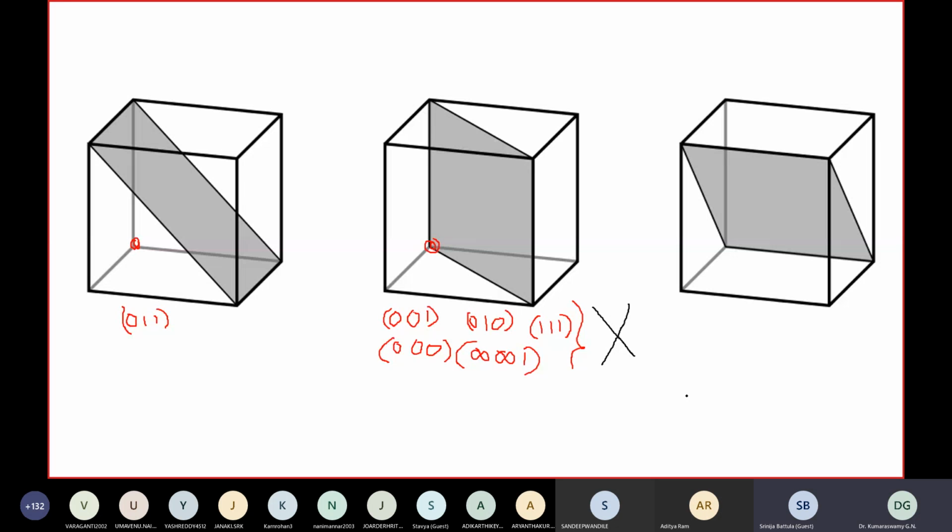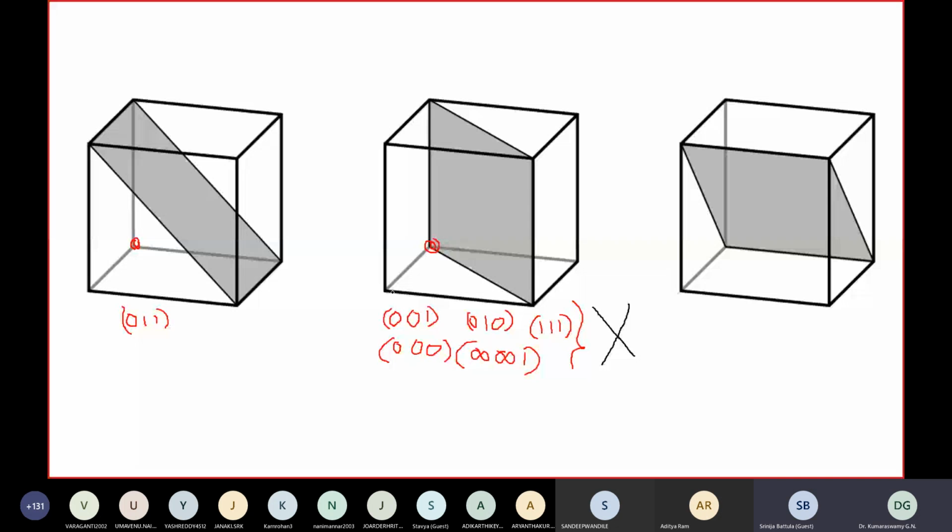At least say why, sir. Why, sir? We are trying. When you measure a plane, the first thing is we have to take its intercept, right? It cannot be at the origin.